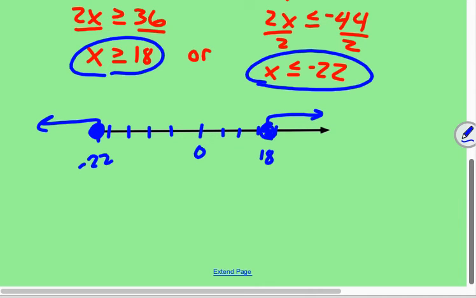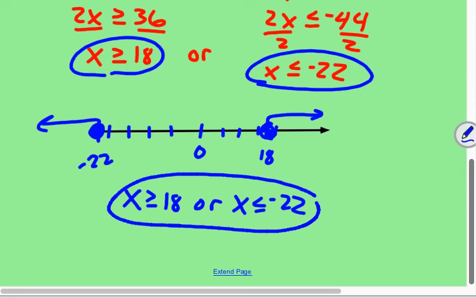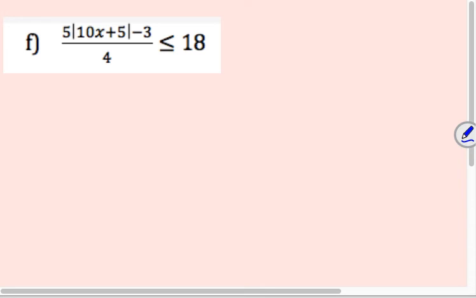And this is a typical OR statement. So x is greater than or equal to 18, or x is less than or equal to negative 22. You can't write an OR statement together like you can an AND statement because they're going in opposite directions. The only time you can write them together is if it's an intersection. They're going in the same direction.